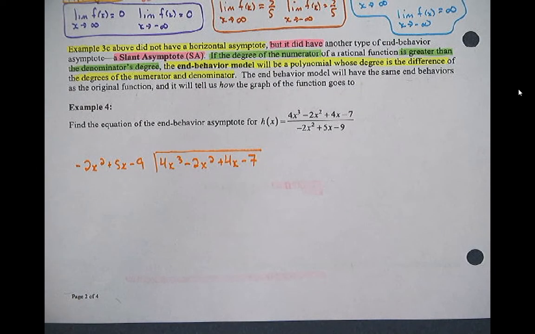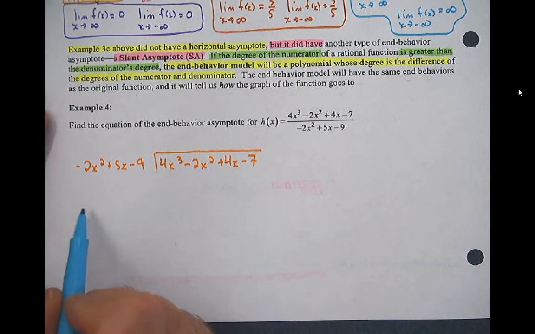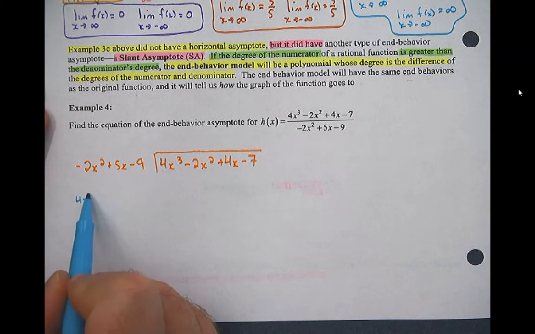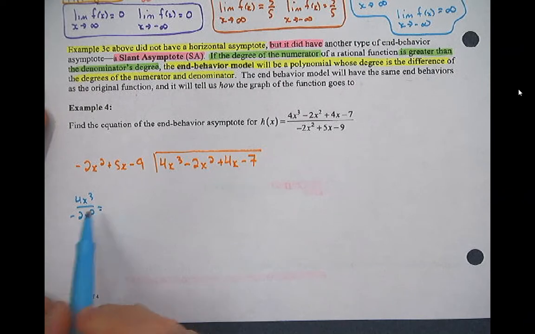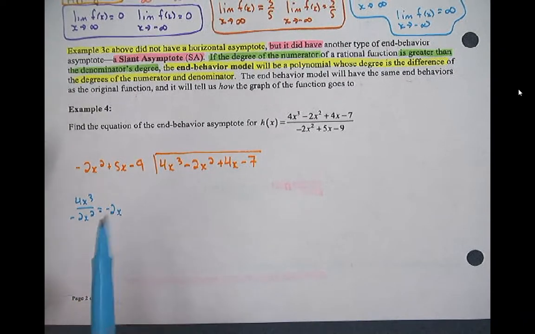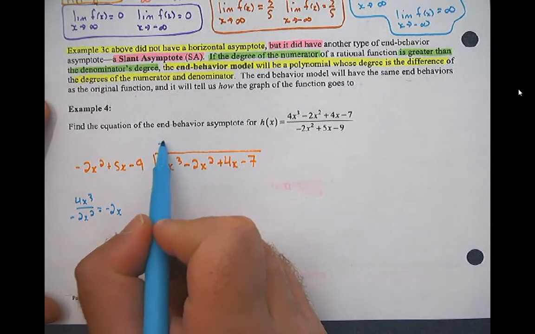Then I take the first thing and I divide it by the first thing. So that would be 4x cubed divided by negative 2x squared. That would clean up to be negative 2x. So that negative 2x then goes here.